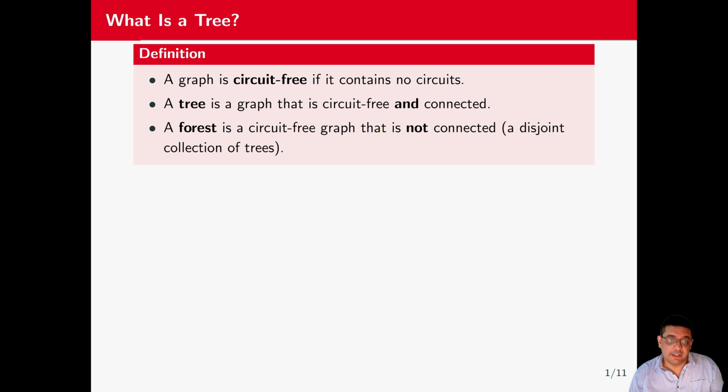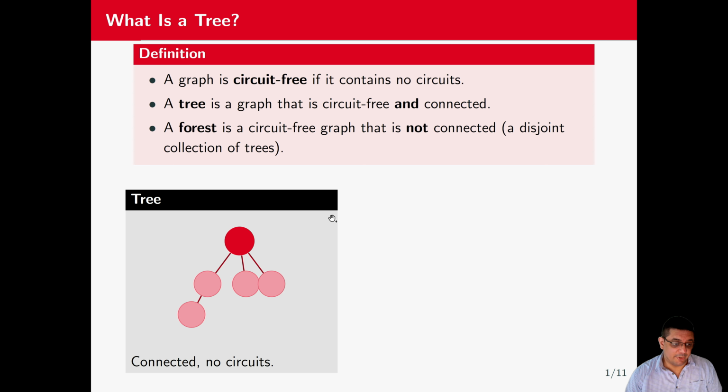In particular, a tree is going to be a graph that is circuit-free and connected. In opposition, a forest is a circuit-free graph that is not connected. So it's going to be like a disjoint collection of trees.